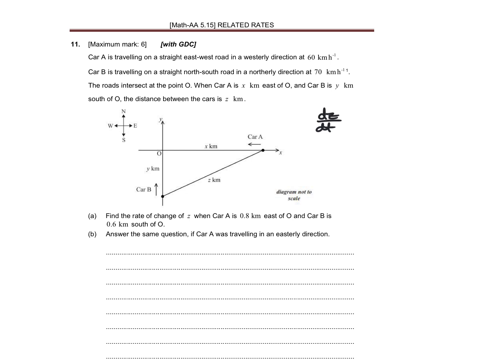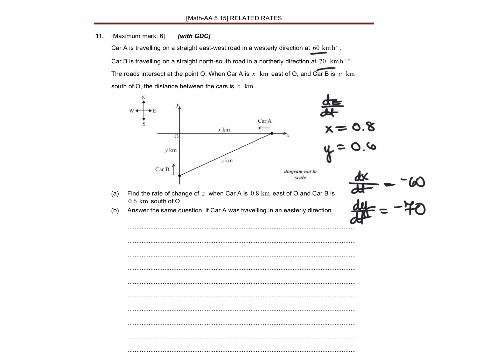When X is 0.8 and Y is 0.6. And we know dx/dt is negative 60 because that distance is getting smaller, and we know dy/dt is negative 70 because that distance is getting smaller. We know the relationship between x, y, and z is Pythagoras: x squared plus y squared equals z squared. So differentiating, we've got 2x dx/dt plus 2y dy/dt equals 2z dz/dt.